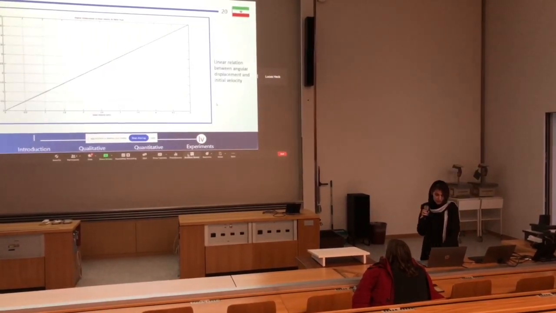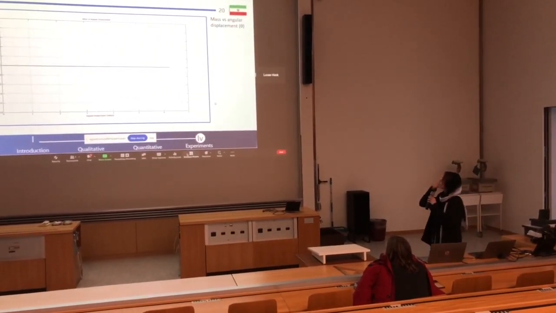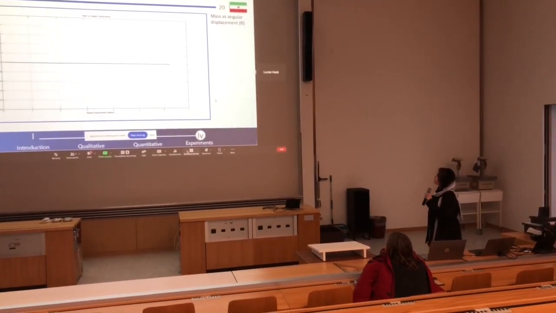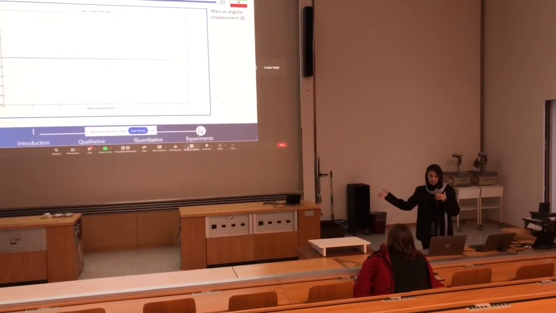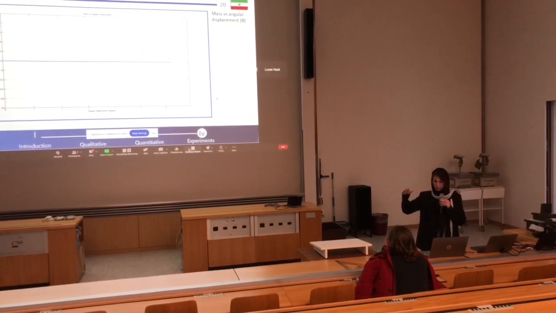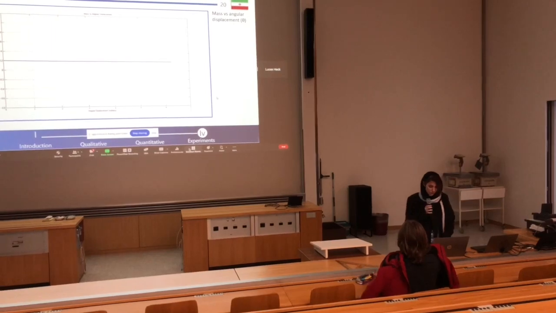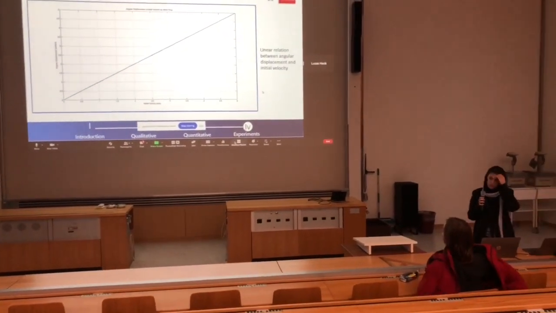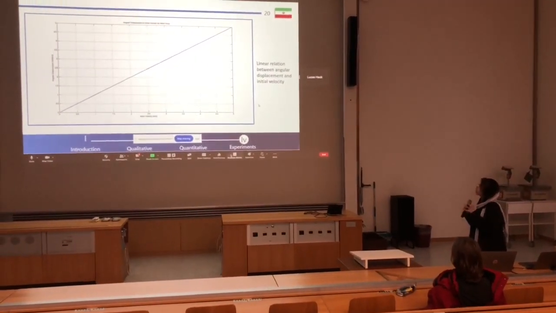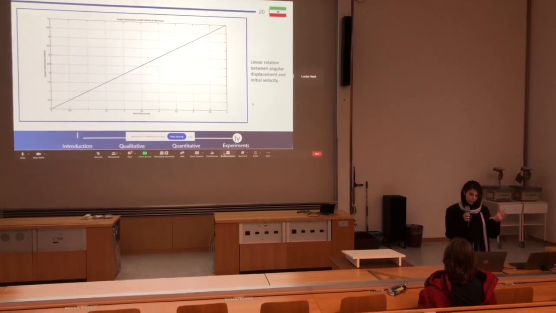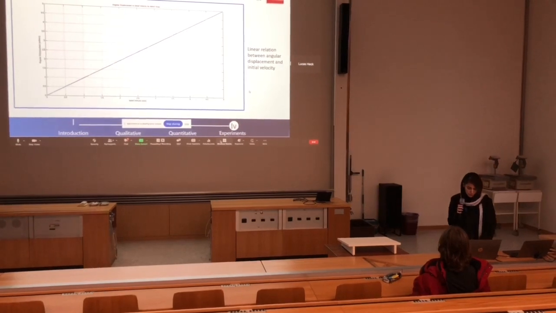Now we can see a diagram that shows the relation between the mass applied to the system and the angular displacement of the mass. So it will be a constant line: as the angular displacement increases, the mass stays the same. Another diagram shows a linear relationship between angular displacement and the initial velocity. So we can say that as the initial velocity increases, the angular displacement, or theta, of the mass will increase too.